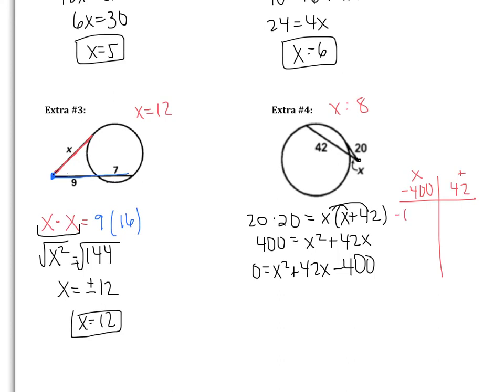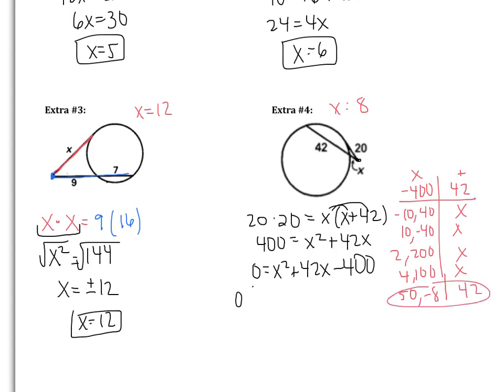While I have negative 10 and positive 40, those don't add to be 42. If I flip them around, 10 and negative 40 still don't add to be 42. I have 2 and 200. That's not going to work. I'm going to have 4 and 100. Those aren't going to work. So I need to keep going. Eventually I reach 50 and negative 8. Those add to be 42. So this is my winning pair.